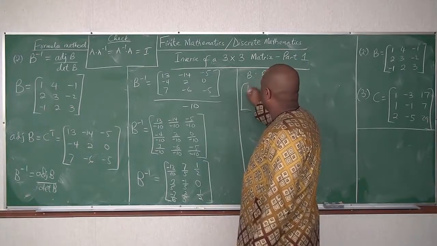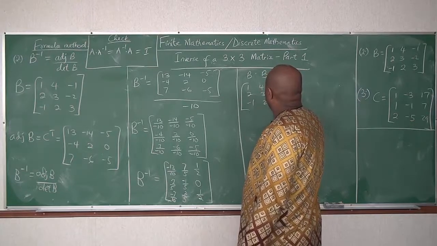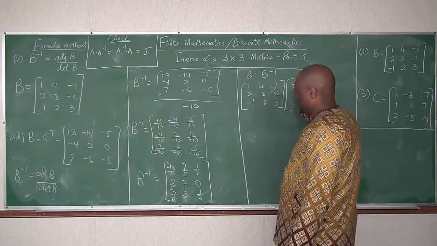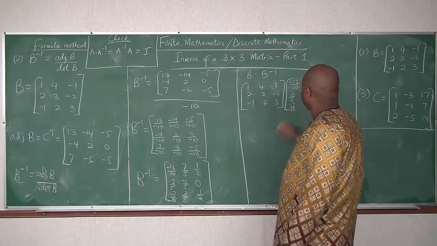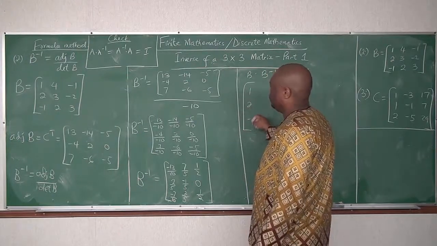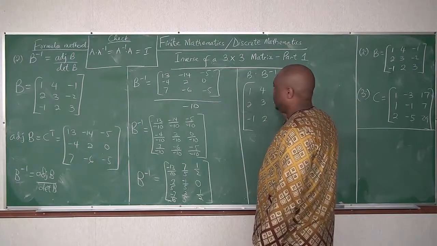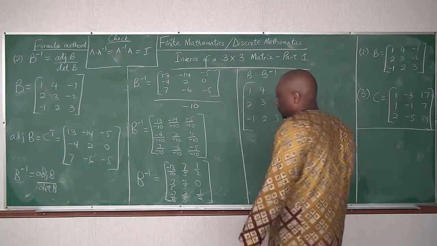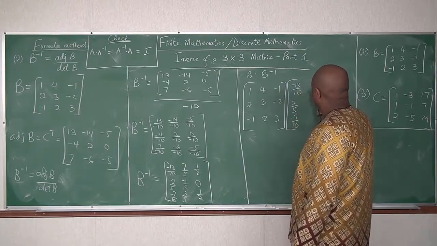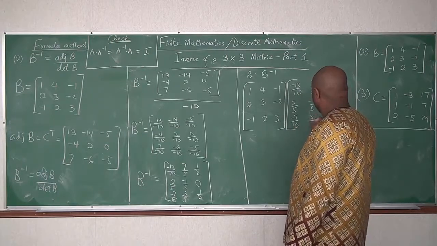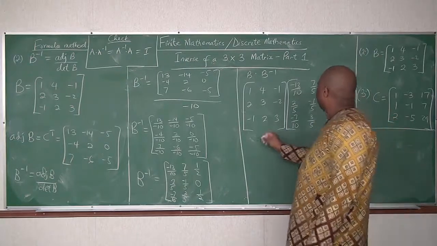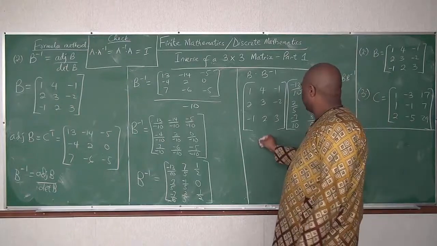Now, this is a 3 by 3: 1, 2, negative 1, 4, 3, 2, negative 1, negative 2, 3. Then this will be negative 13 over 10, 2 over 5, negative 7 over 10. Let me write this bigger. 7 over 5, negative 1 over 5, 3 over 5, 1 over 2, 0, 1 over 2. And this is a 3 by 3, so this is B B inverse, the product.